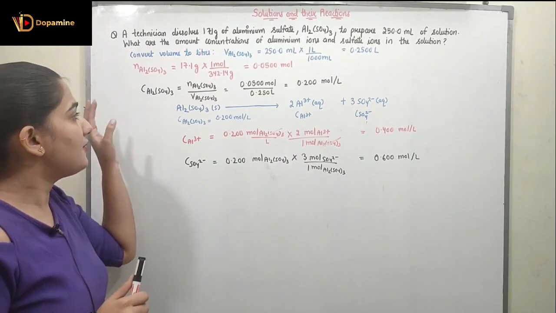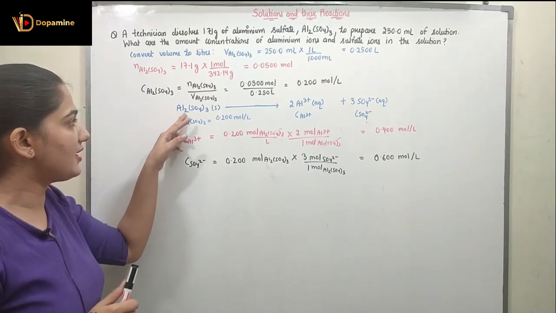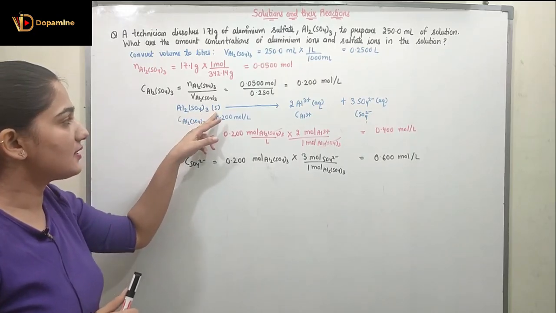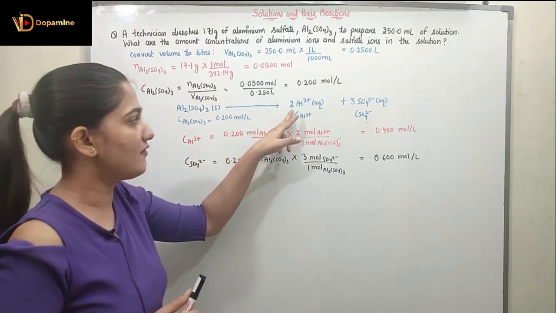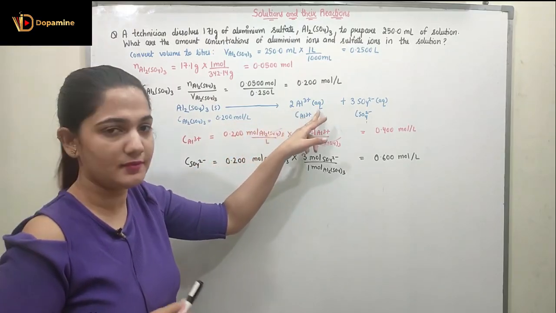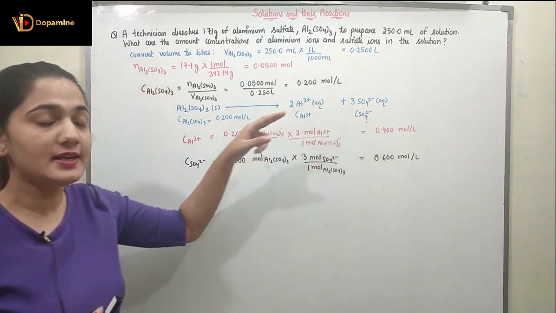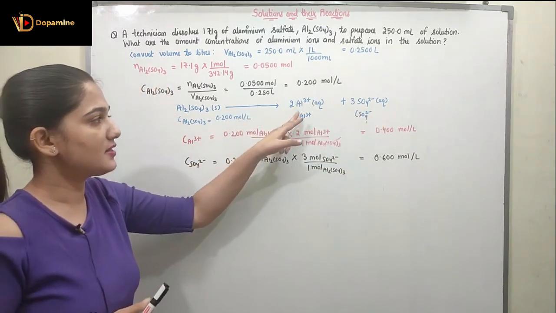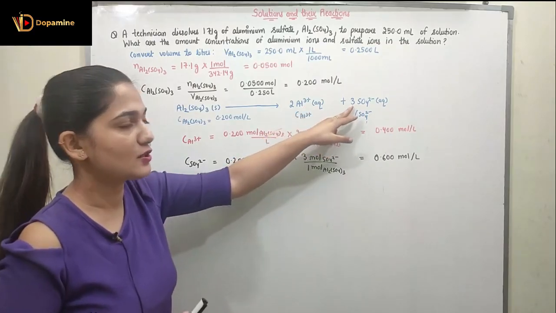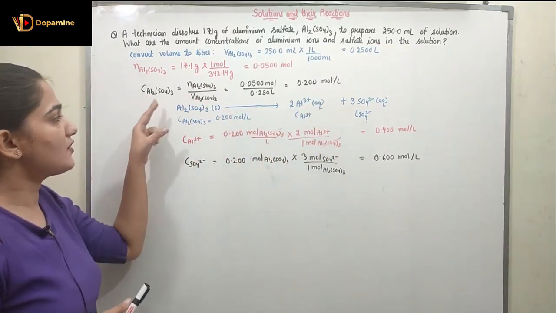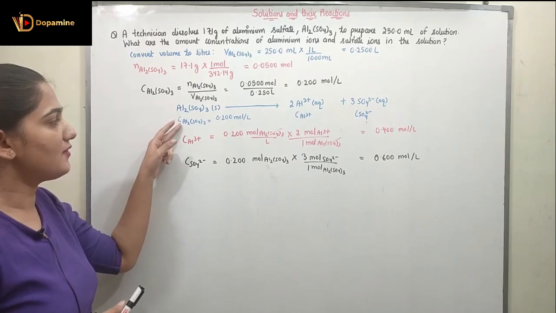Now coming to the reaction. Here in the reaction we have Al2(SO4)3 in the solid state. It is going to give me 2Al3+ in the aqueous state and 3SO4 2- in the aqueous state, right? And now I need to find out the concentration of Al3+ and the concentration of SO4 2-, and for that first of all I need to find out the concentration of Al2(SO4)3.